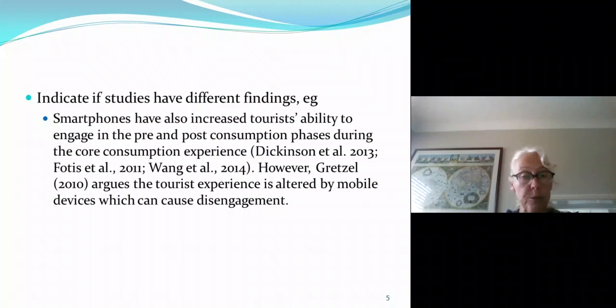And so, the first point is about smartphones actually increasing people's ability to connect, and therefore they can engage in pre- and post-consumption phases of the tourist experience, actually while they're in the core consumption experience during tourism itself. And again, there's 3 studies there that refer to that. But then, Gretzel makes this other point that because the tourism experience is altered by mobile devices, it can cause disengagement. So again, you're saying, well, we've got some slightly different findings here from one group of studies and then a different study.